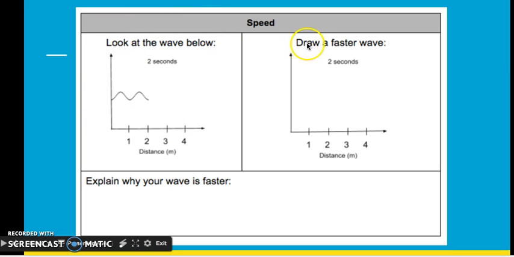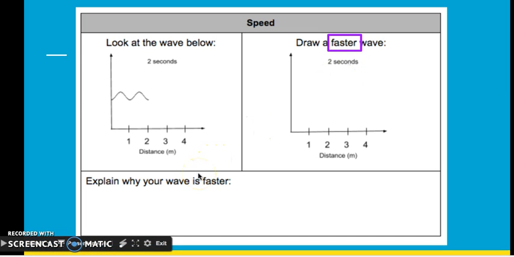Over here, now you are going to draw a wave that's faster. You have the same graph, 1, 2, 3, 4 meters, but now you're going to draw a faster wave than this. This wave went 2 meters in 2 seconds, okay? You're going to draw a faster wave in 2 seconds. Okay, press pause and press play when you're ready to go on.